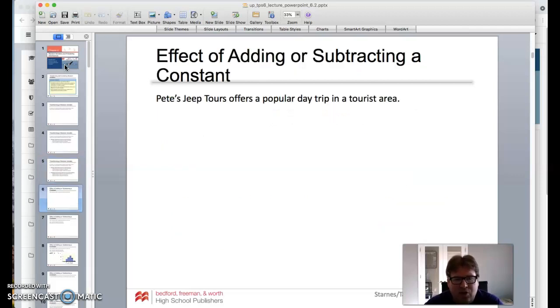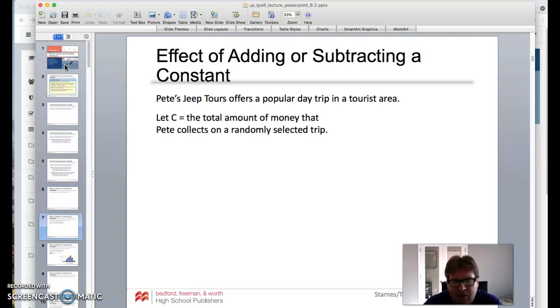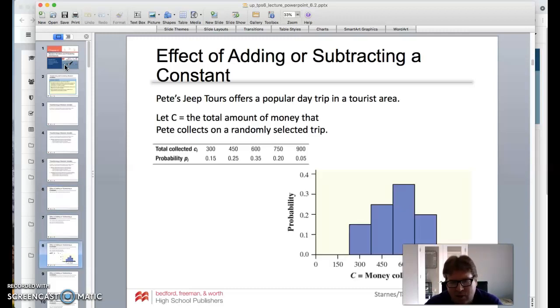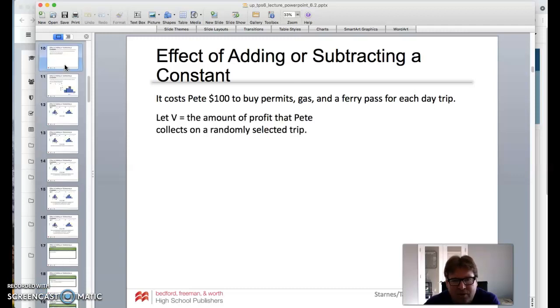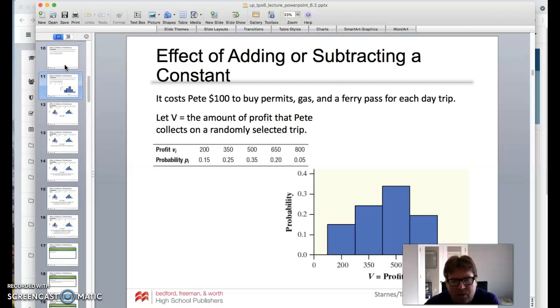So let's go back to Pete's Jeep Tours. Let C be the total amount of money that Pete collects on a randomly selected trip. Remember, that's what we had before, and we figured out the mean was 600. It costs Pete $100 to buy permits, gas, and a ferry pass for each day. So let's look at the amount of profit that Pete makes. Basically we have to subtract 100 from all that, so that just shifts it all down by 100. The shape stays the same, and variability stays the same.